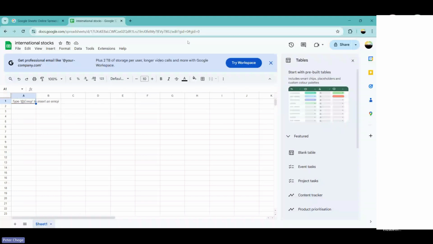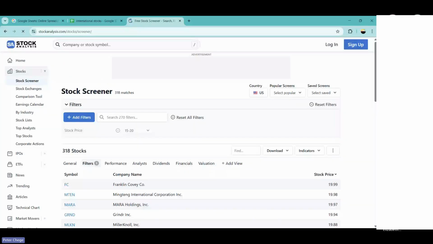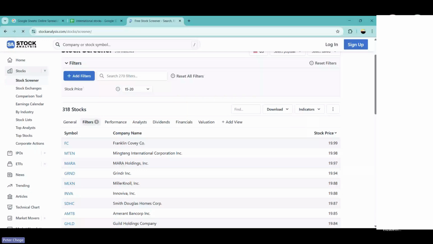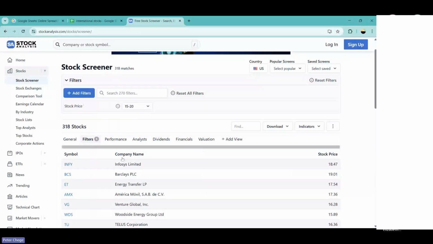So now I want to plug in that formula. Let me just pick it, Google Finance. So let me type somewhere you can see. I want to put prices for some stocks. Let me open stock analysis so that we can pick some codes. We go to stock screener. Let's arrange them by stock price. I want to pick just one.